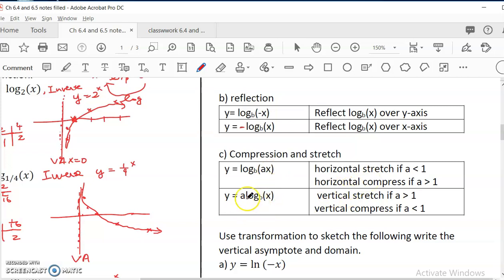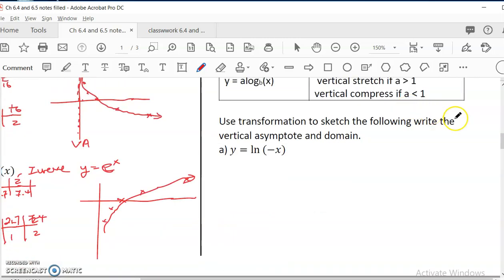I think most of the time we do this. Multiply outside is a vertical stretch. Multiply inside is a horizontal stretch, but it's the reverse. If you multiply by a number greater than 1, it becomes compressed. If you multiply by a number less than 1, it becomes stretched. So let's try. We're interested in graphing y equals ln negative x.